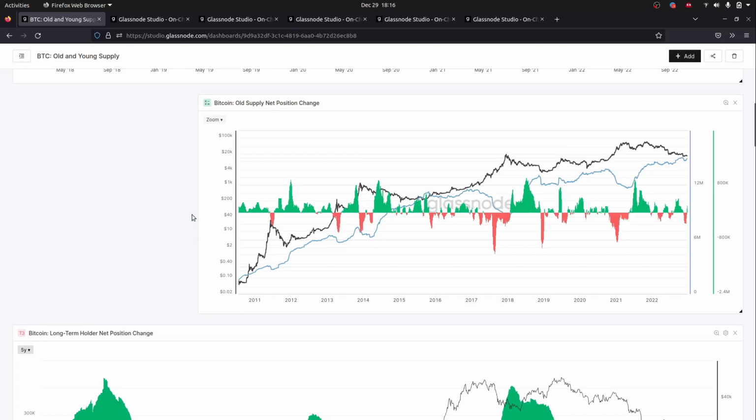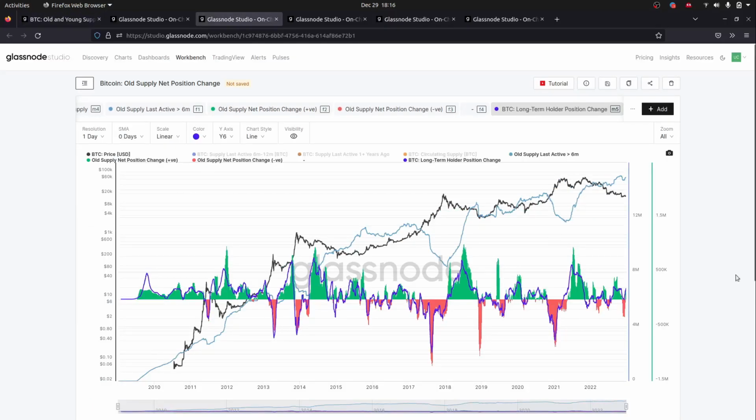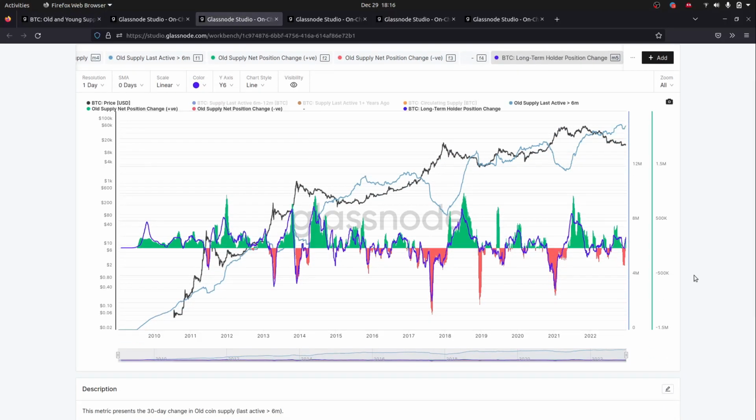Now, in a similar vein, we're looking at old supply net position change. So that same concept. This is probably where we get a little bit more clarity. What we're looking at here is that same model. We're looking at the old supply here, coins older than 6 months. You can see that we are in that modest uptrend. And then you can see overlaid on that is the purple. This is the actual long-term holder net position change. And as you can see, very much in a similar vein.